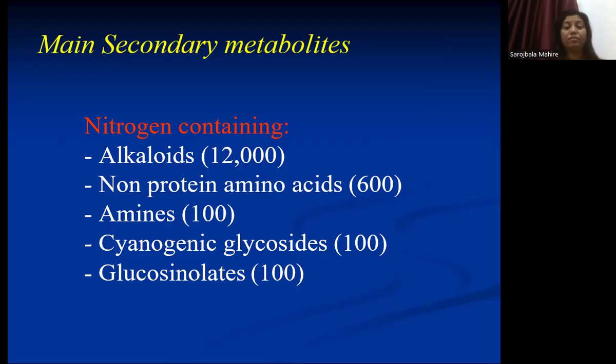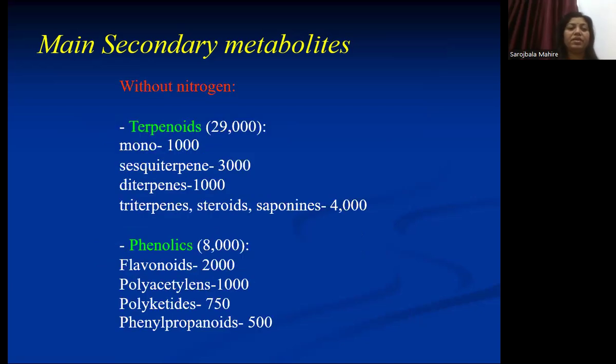Most of the secondary metabolites contain nitrogen. So we will first see nitrogen containing secondary metabolites. In these, alkaloids are near about 12,000. Non-protein amino acids are near about 600. Amines are only 100. And cyanogenic glycosides are near about 100. Glucosinolates are about 100.